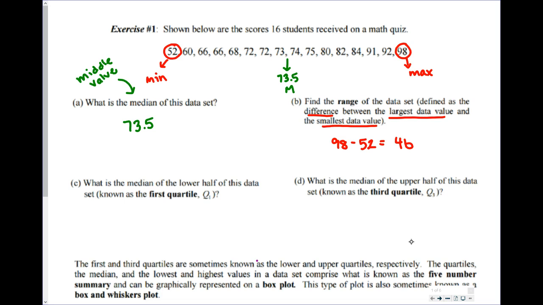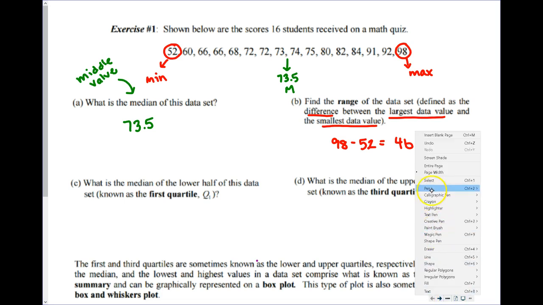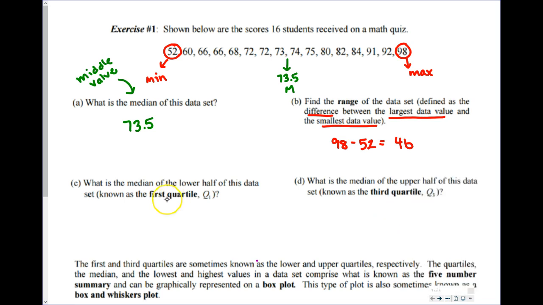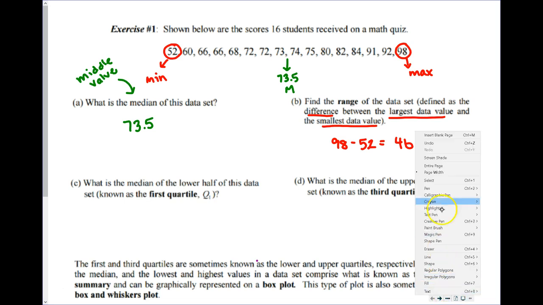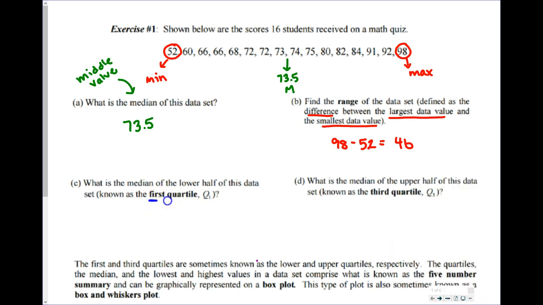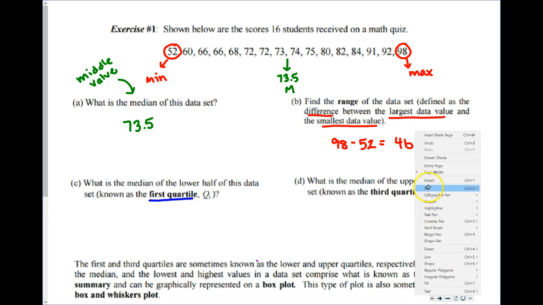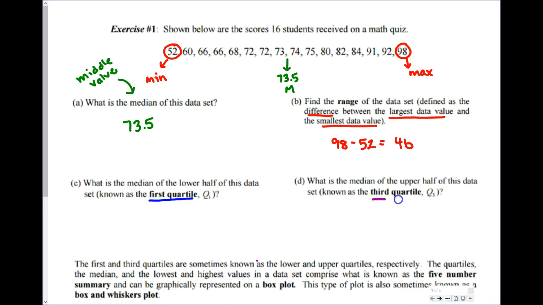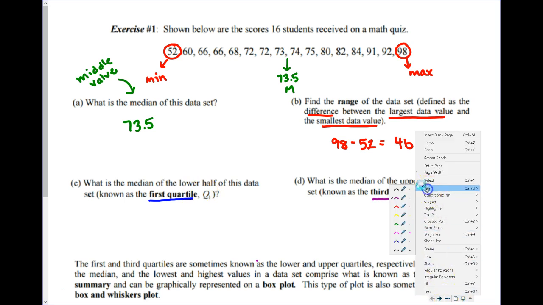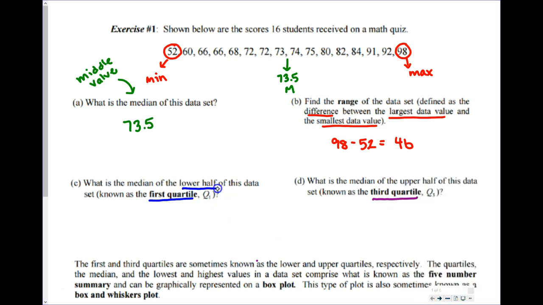Okay, now we're going to talk about two really interesting values. We're going to talk about something called the first quartile, and the third quartile. Now I know those are words you've probably never heard before. But the first quartile represents the lower half of the data. What I mean by lower half is all these values split by the median. So see how the median is right here?